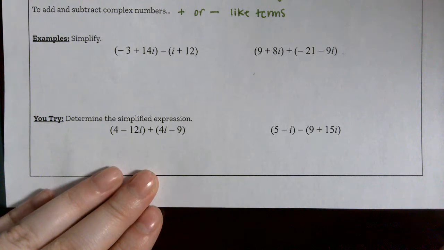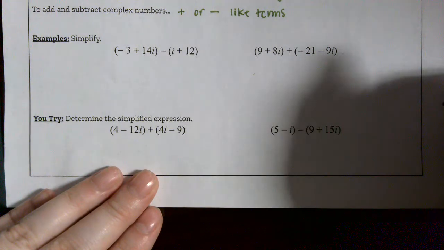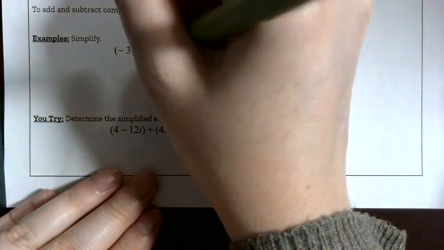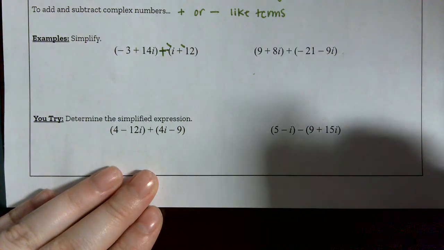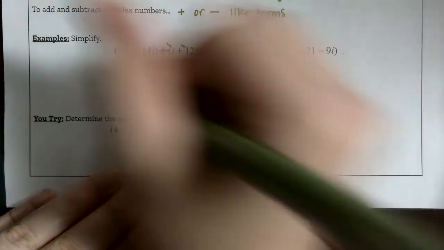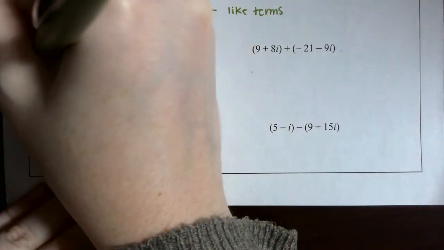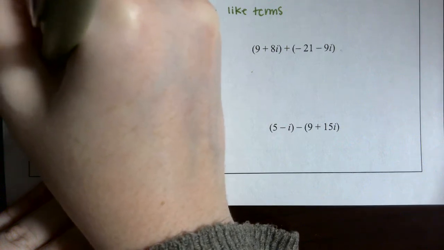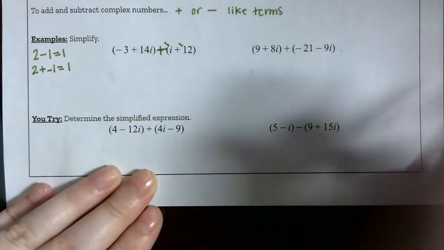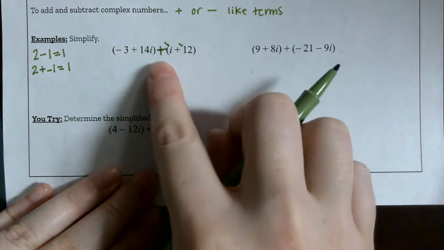Now, we often make mistakes with subtraction, so I highly recommend changing any subtraction problems to addition problems by adding a line and then changing the sign of everything that comes after. Because remember that 2 minus 1 is the same thing as 2 plus a negative 1. That's basically the work that we're doing to change this.